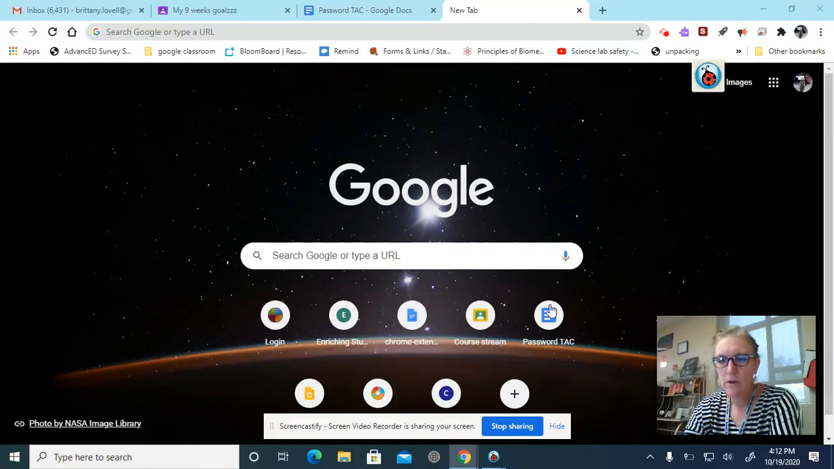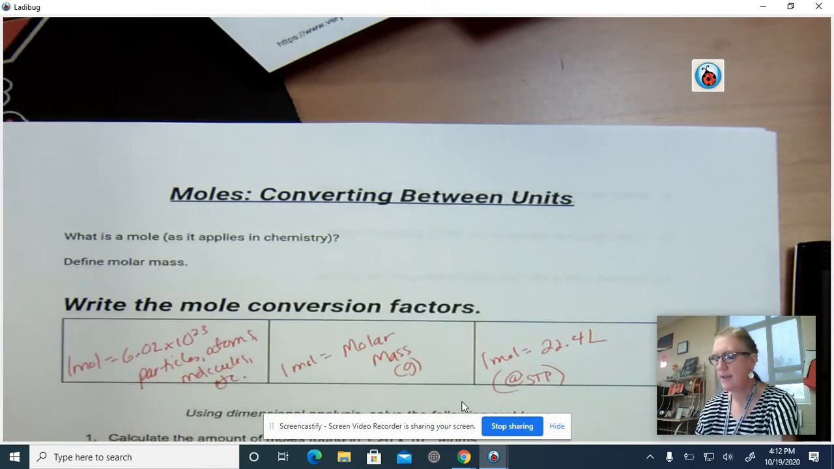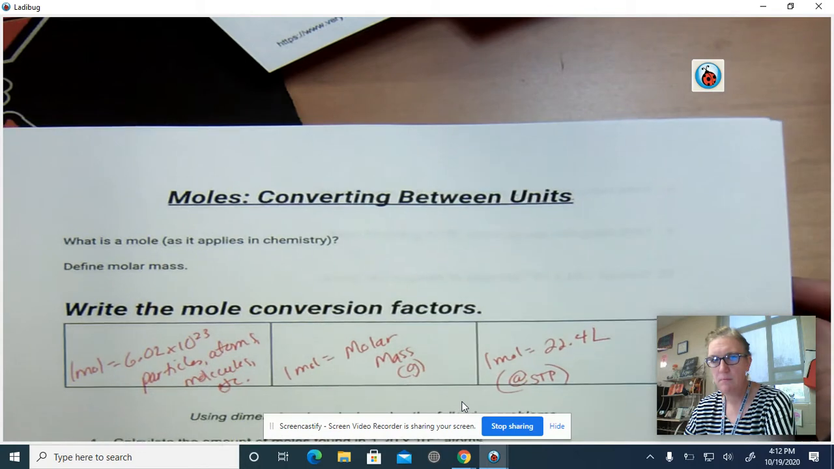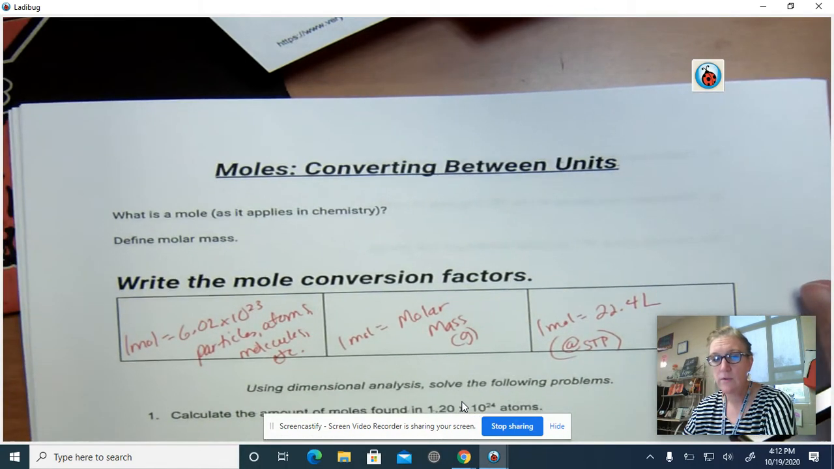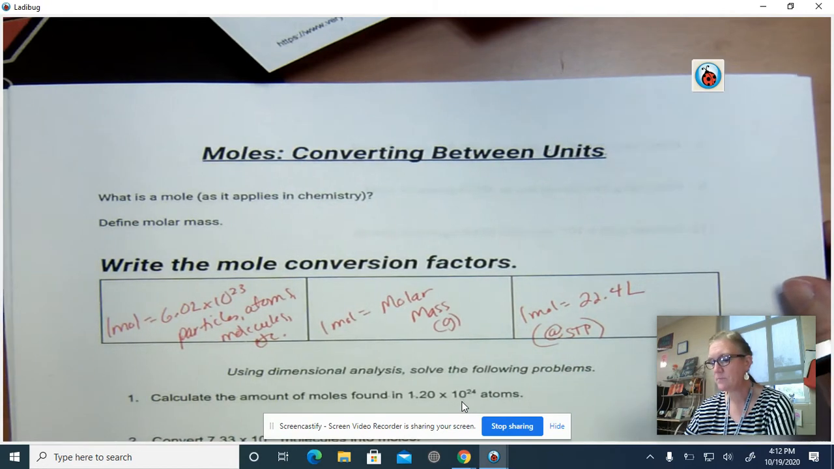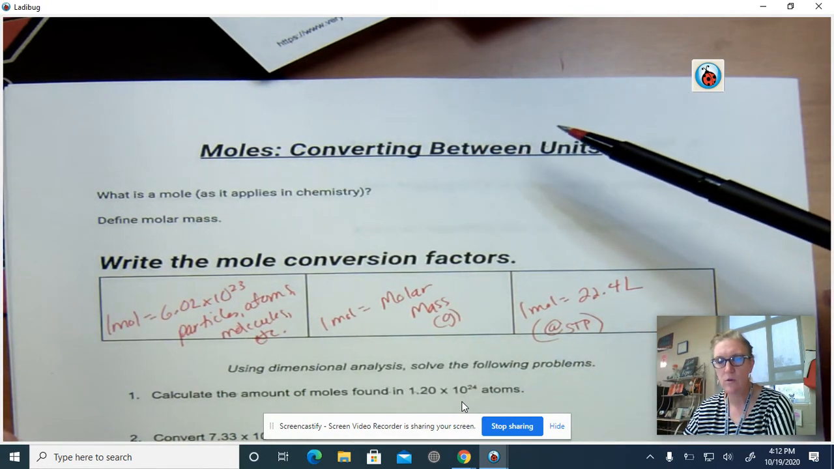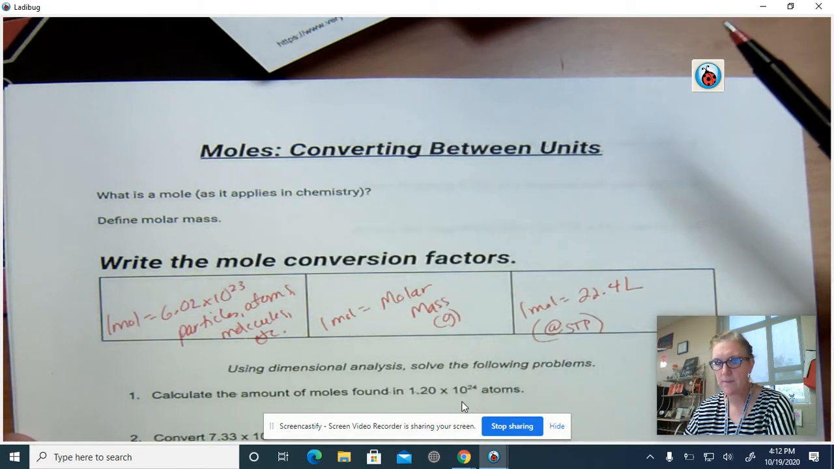Going to go over a couple of the problems that were on the worksheet that I assigned today. This is the moles converting between units. So we went over the notes for this on Monday. And in the notes, if you go back and watch the video or look at the PowerPoint, you'll be able to answer these two questions, okay?